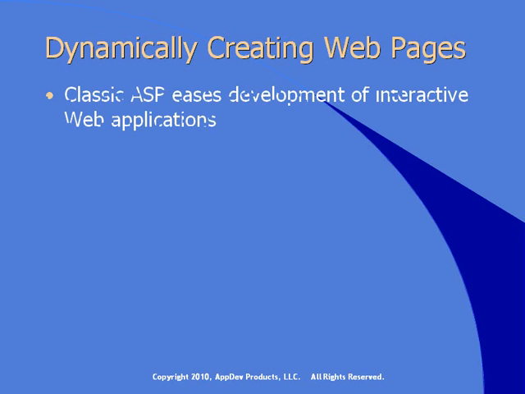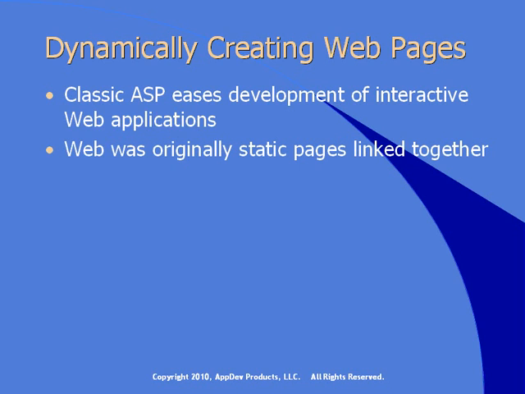Classic ASP is a technology that Microsoft created in order to ease the development of interactive web pages. You can write code that is interspersed with HTML in order to create dynamic web pages. The problem is that when the web was originally created, it was a series of static pages that were linked together. There was some interaction in that users would click on the links, but the pages themselves really didn't do all that much.